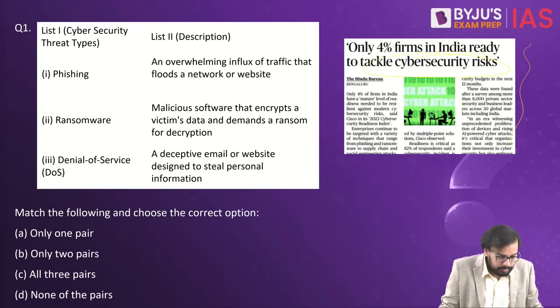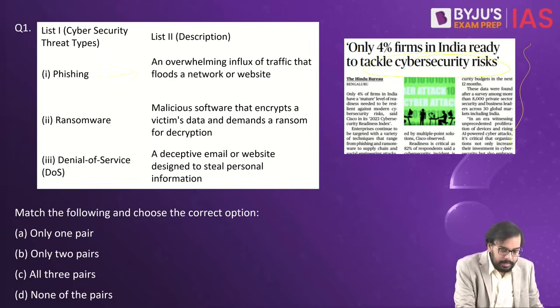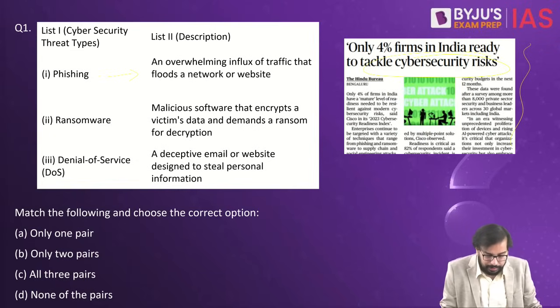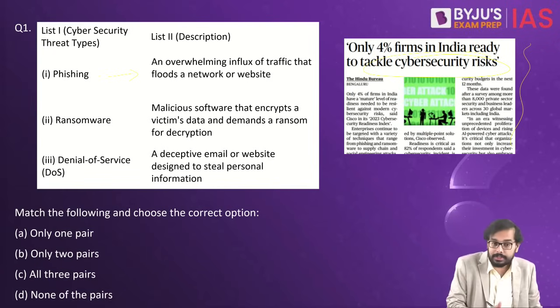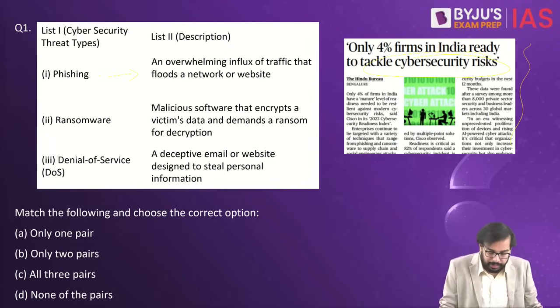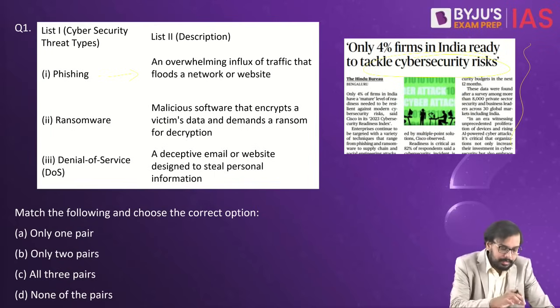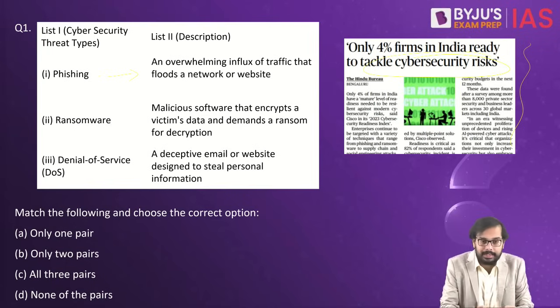For the first statement, phishing: an overwhelmed influx of traffic that floods a network or website. Is this the meaning of phishing? Or we'll see the next one. Ransomware: a malicious software that encrypts a victim's data and demands a ransom for decryption. Is this the meaning of ransomware? The last one is denial of service: a deceptive email or website designed to steal personal information. Which among these cybersecurity threat types has the correct description here?